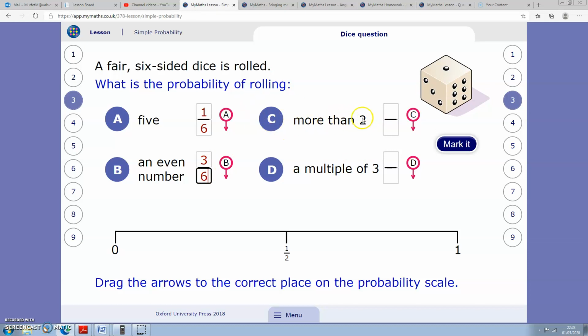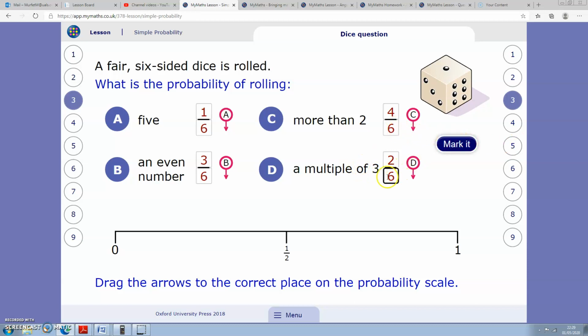C, more than 2. So what numbers have I got more than 2? I've got 3, I've got 4, I've got 5, I've got 6. So I've got 4 possible outcomes that meet my criteria out of 6 total number of sides. And D, a multiple of 3. So on the dice I've got 3 and 6, the only 2 multiples of 3, and again I've got 6 faces.